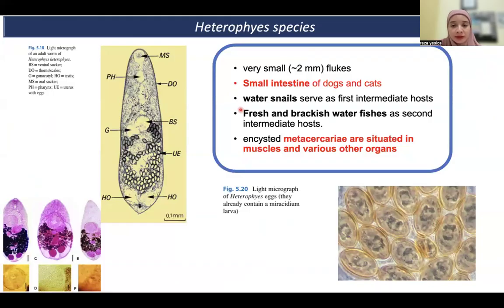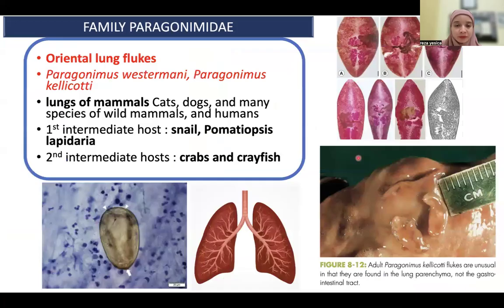The next is Heterophyes species, a very, very small fluke. It lives in the small intestine of dogs and cats, and it has two kinds of intermediate host. The first one is a water snail, and the second one is fish also. Dogs or cats are infected by ingesting metacercaria from the muscle or various organs of the raw fish.